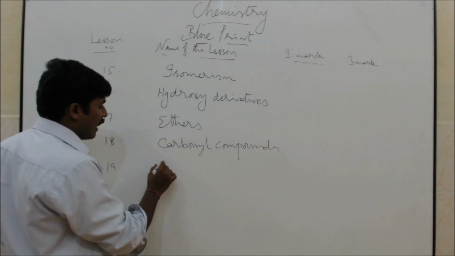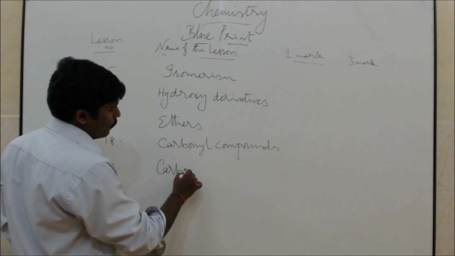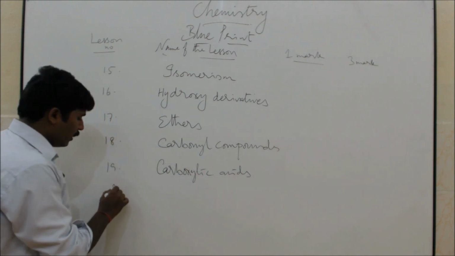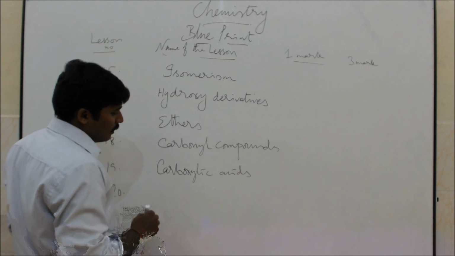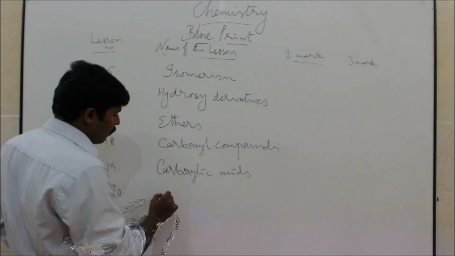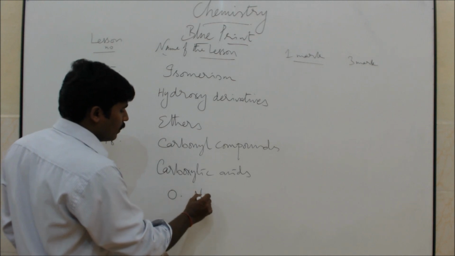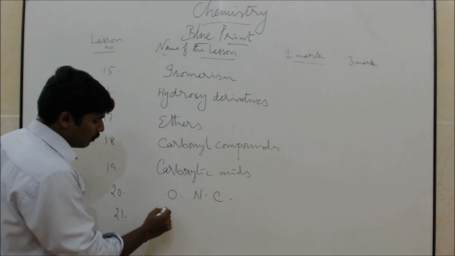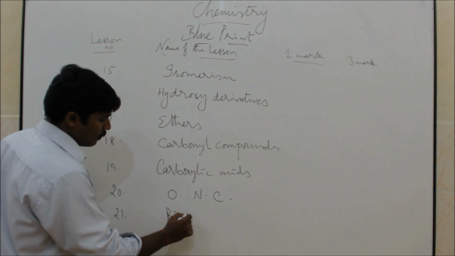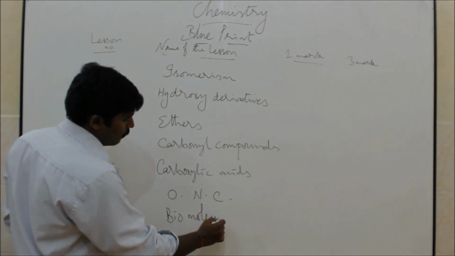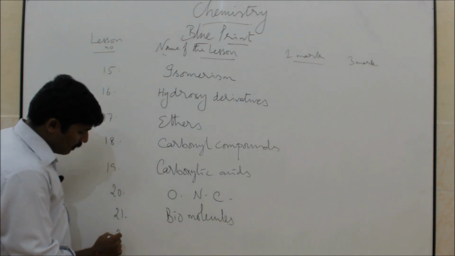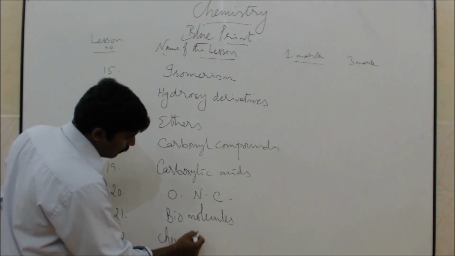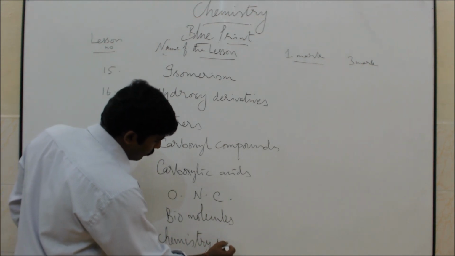Lesson 19 is carboxylic acids. Lesson 20 is organic nitrogen compounds. Lesson 21 is biomolecules. Lesson number 22 is chemistry in action. A very interesting chapter.